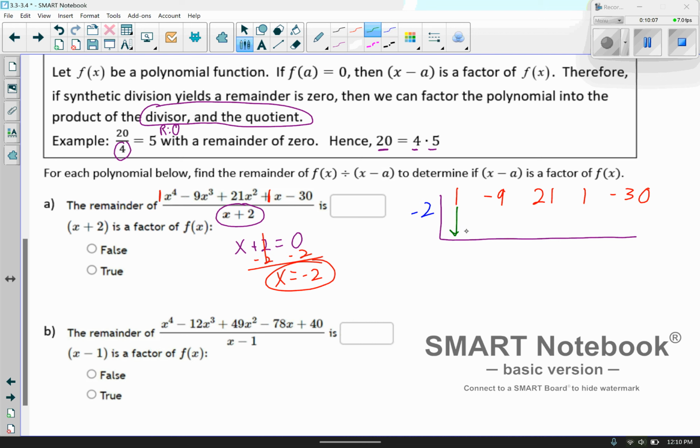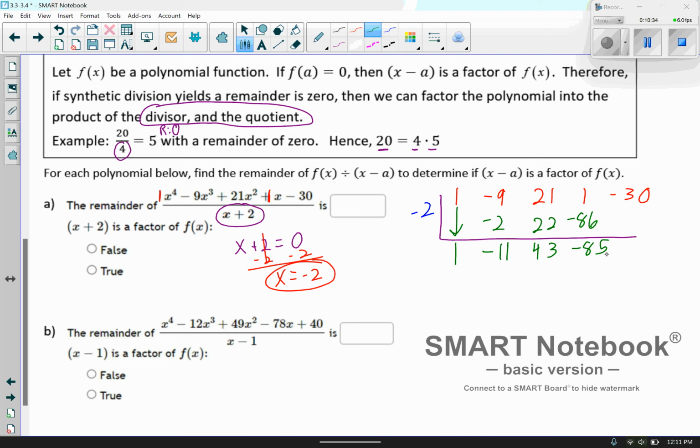So we drop the first number, and then multiply, put it in the next column, add. Multiply, positive 22. In the next column, add it together, we're going to get 43, it looks like. And then let's see, we're going to multiply. We're going to get negative 86. Add that together, that's negative 85.